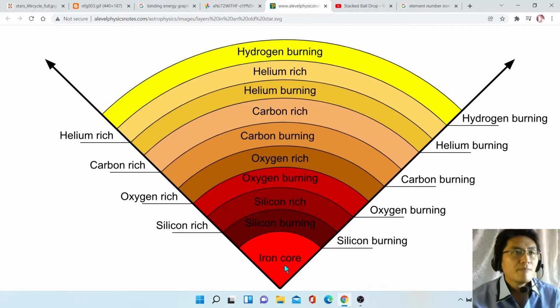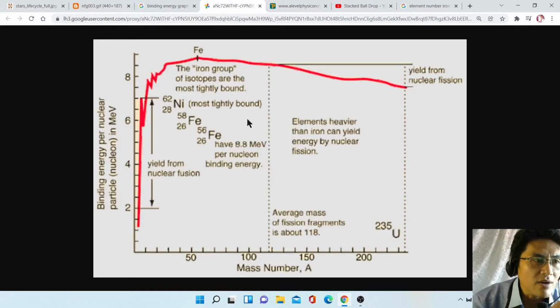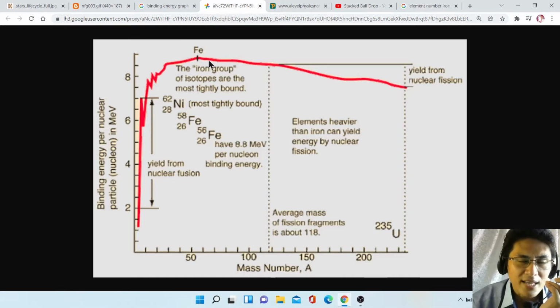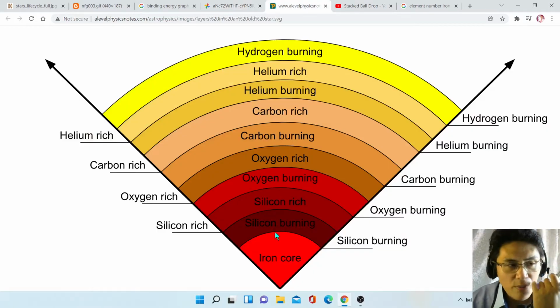It will not. Because remember, in the graph, iron is now the most stable one. So if you fuse iron and iron to make it bigger, it doesn't make sense because an element bigger than iron has less energy, so it's less stable. So I don't want to be less stable, I want stability. So let's stop at iron. So that's why all stars will always end up with an iron core.